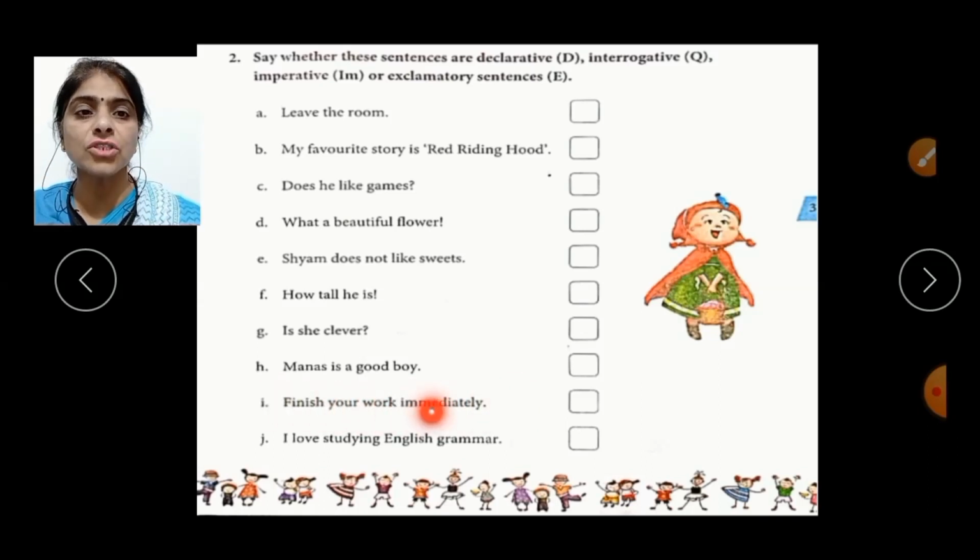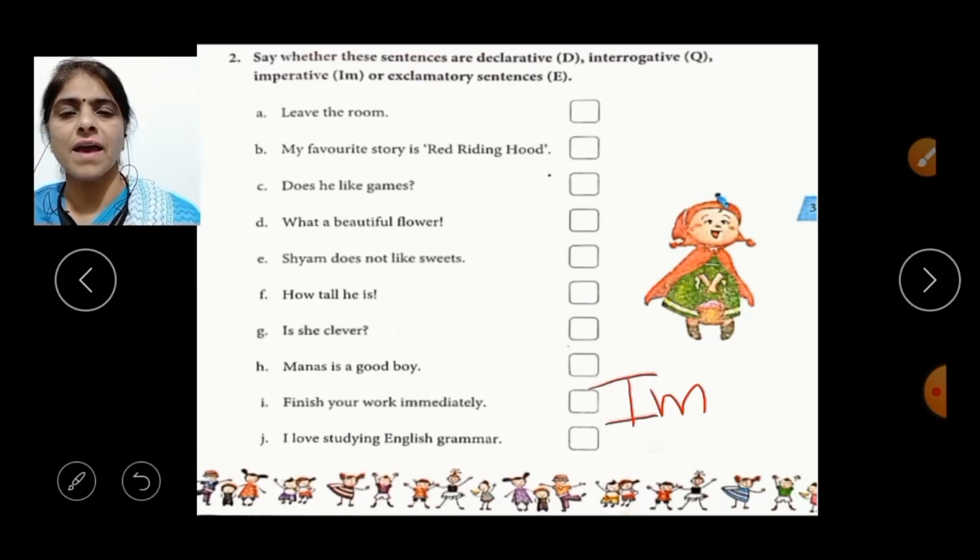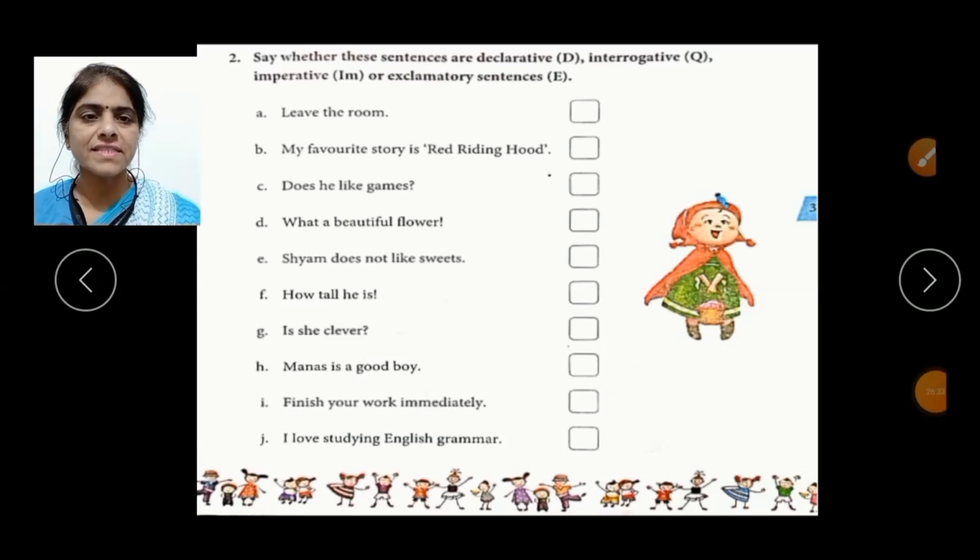Next is, finish your work immediately. As an instruction is associated with this sentence, so this is an imperative sentence. And for imperative we will write I. Now let's have the last sentence.